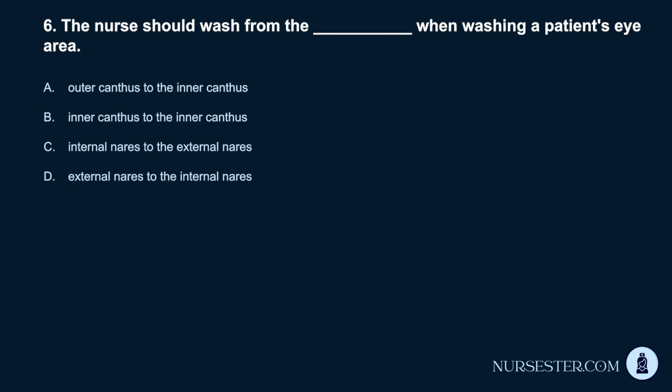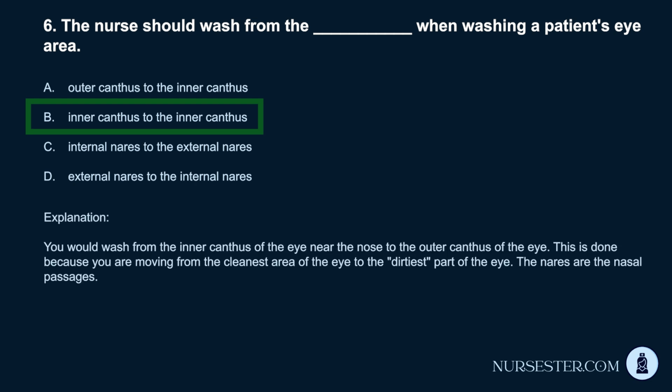A. Outer canthus to the inner canthus. B. Inner canthus to the inner canthus. C. Internal nares to the external nares. D. External nares to the internal nares. Correct answer, B. Inner canthus to the inner canthus.